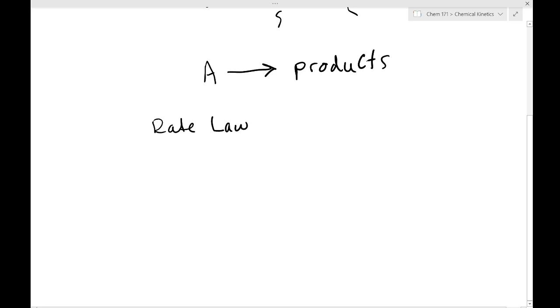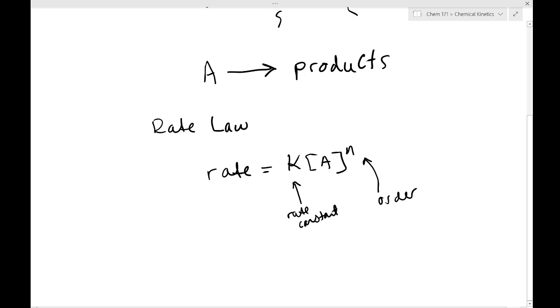The rate law is simply given by the rate of the reaction is equal to some constant K multiplied by the concentration of A raised to some factor N. Now remember, N is the order of the reaction, and K is a constant that we call the rate constant. The rate constant and the order can only be determined by experiment. This can never be figured out just by simply looking at the problem itself. You have to do an experiment to figure out these quantities. These are empirical quantities.